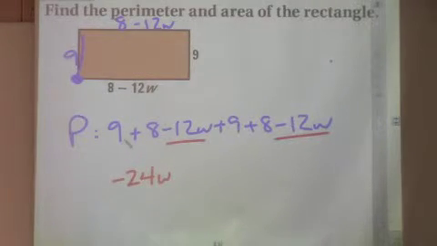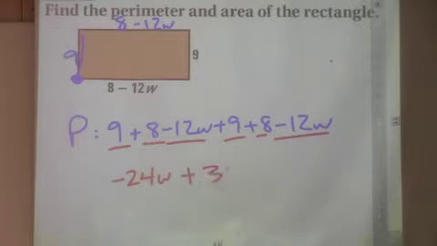Now we combine our constant terms. 9 plus 8 is 17, 9 plus 8 is 17. 17 and 17 makes 34.